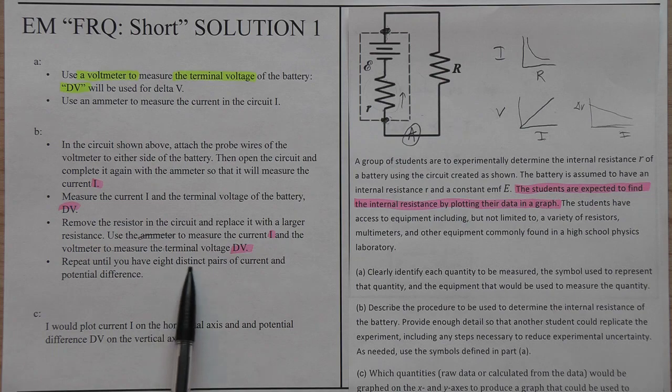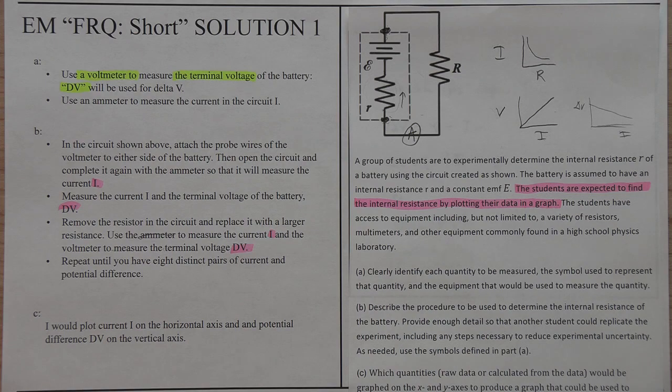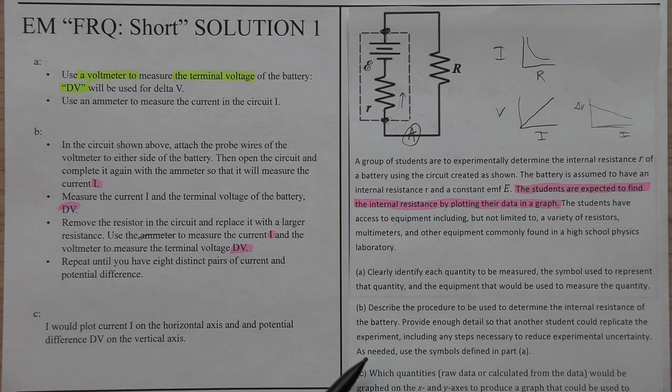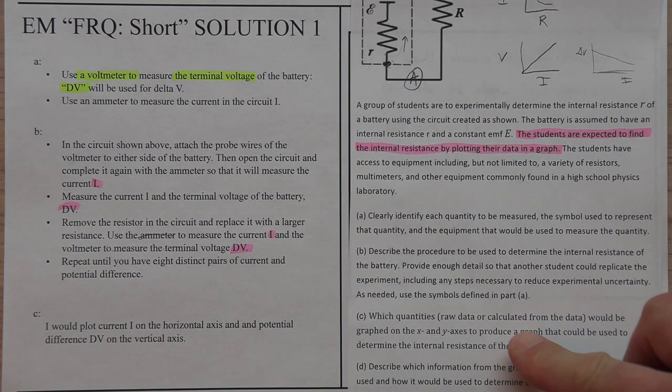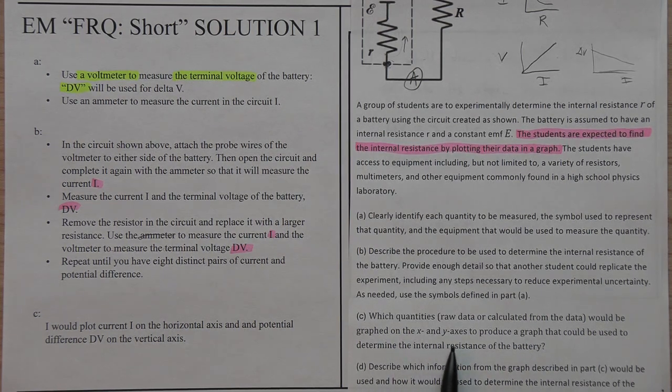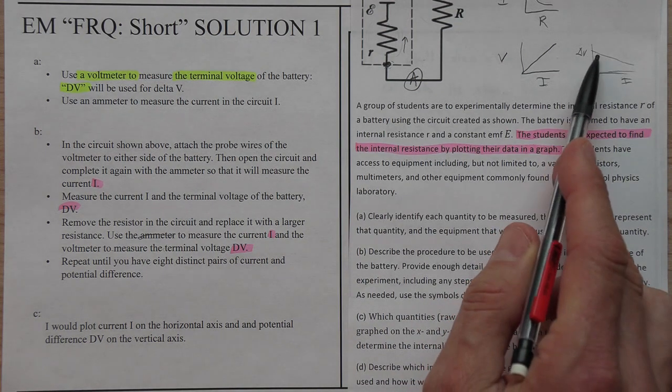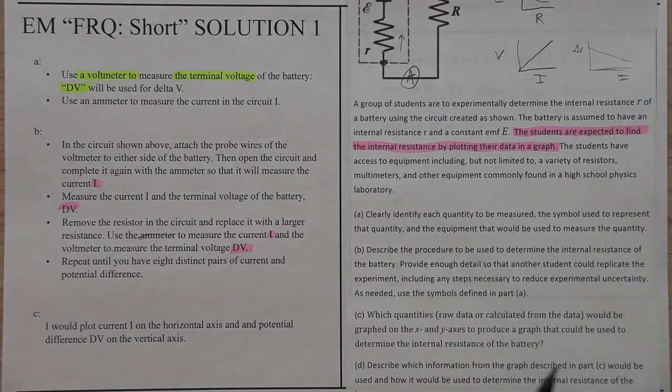Okay, repeat until you have 8 distinct pairs of current and potential difference, changing the resistance each time. So there's my procedure. I believe it's complete enough for another student to be able to replicate that. Okay? Part C. Which quantities, raw data or calculated from the graph, would be graphed on the x and y axes to produce a graph that could be used to determine the internal resistance of the battery? I would plot current on the horizontal axis and potential difference on the vertical axis. Well, I probably should have said terminal voltage, but it's already kind of saying the same thing. So again, terminal voltage on the vertical axis and current on the horizontal axis.